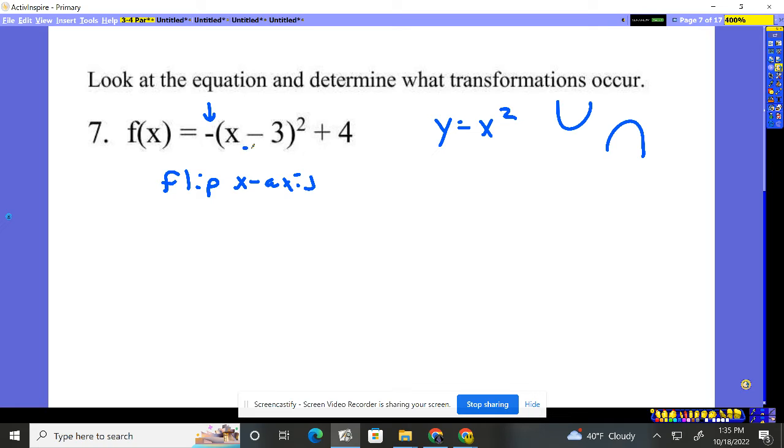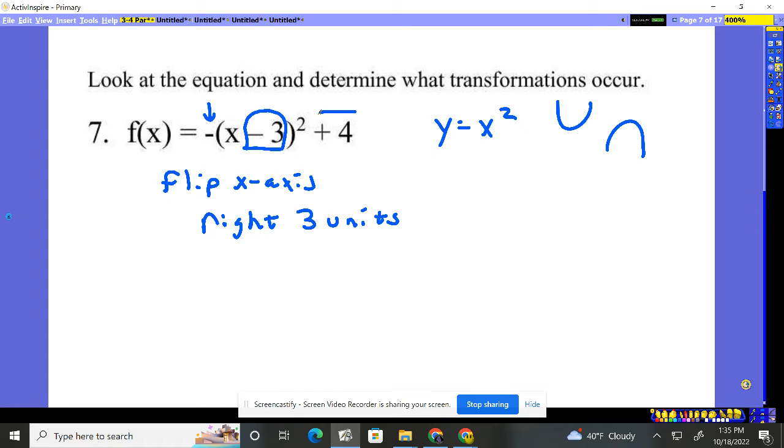Well, inside to this x, you and I subtracted a 3. That actually makes it shift to the right 3 units. It does the opposite. On the inside there, it always does the opposite. You would think subtracting 3 would make it move left. No, it makes it move to the right 3 units.